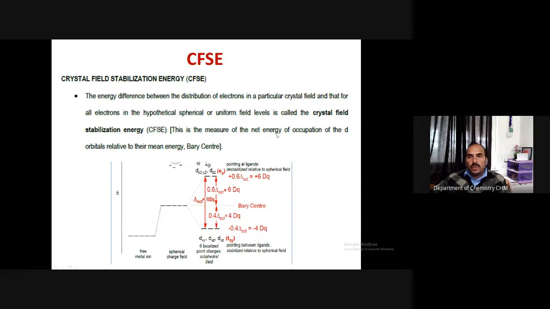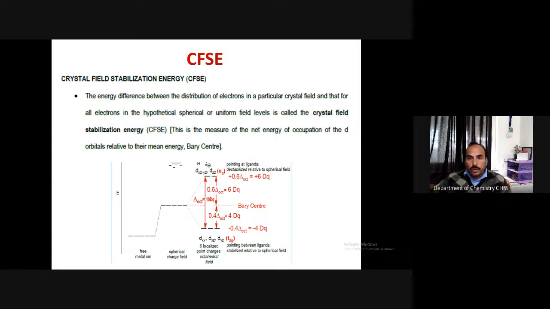This is basically a measure of the net energy of occupation of the d orbitals relative to the mean energy, that is the very center. Like over here, this is the very center. If electrons are not occupying here, they are going over here, that means it is more stable. They are going to a low energy level. Or if the electrons are going there, in that case, they are going higher than the very center, so it is destabilization. We told you that T2G set is minus 0.4 delta O. So if an electron is occupying here, we can say that the compound is more stable by minus 0.4 delta.